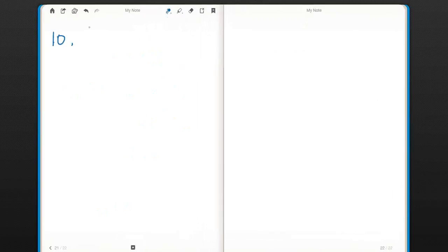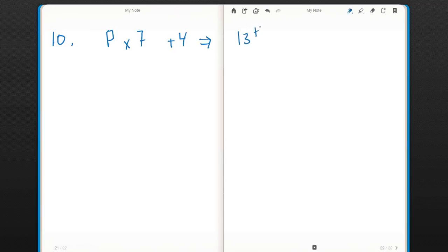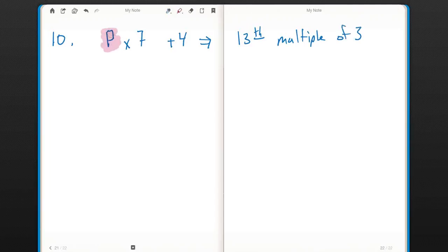Number 10. P is a number. When I multiply P times 7, and then I add 4 to the answer, the result, what I get, is the 13th multiple of 3. And our task is to find what is the value of P. That's what we want to know.